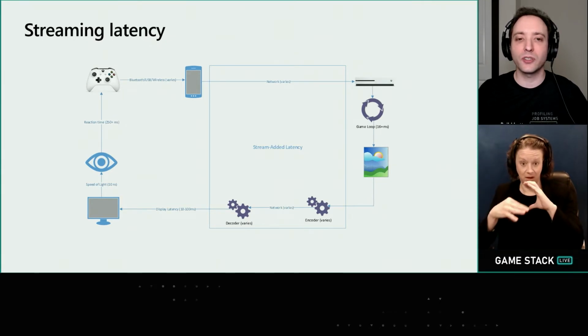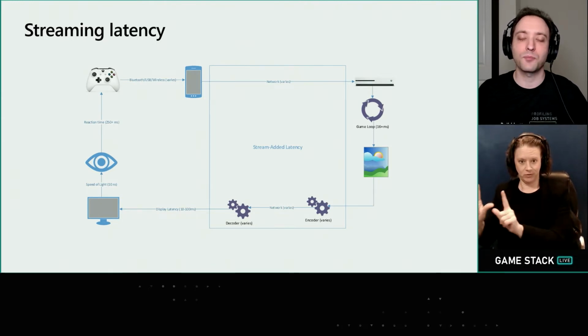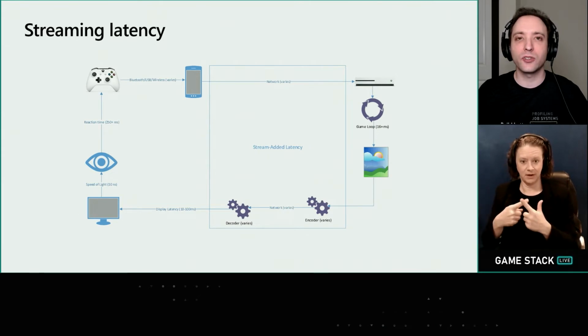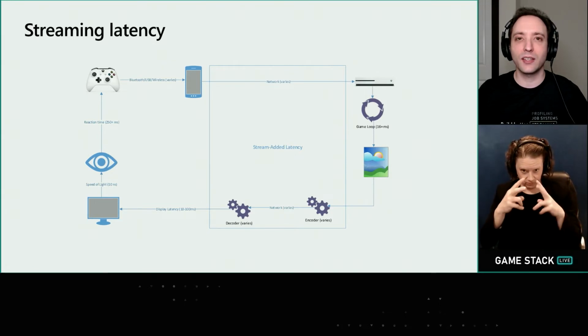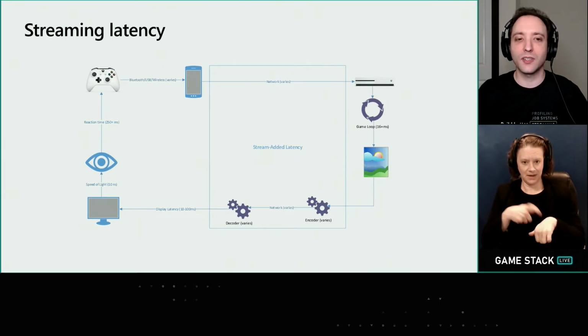So then the game's going to render a frame, and in order to send that back, the Xbox server needs to encode it. The encode can take a variable amount of time based on the complexity of the scene, and then it gets sent back over the network. Then in order to display it, the client device needs to decode it. That decode can also take a variable amount of time, depending on the size of the frame and how fast the client device is. Then it needs to get up onto the screen.